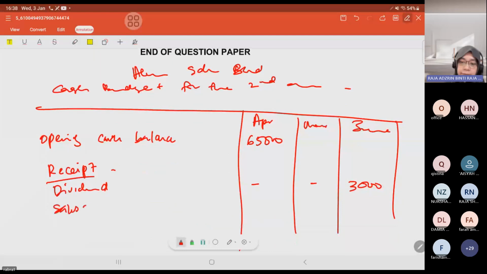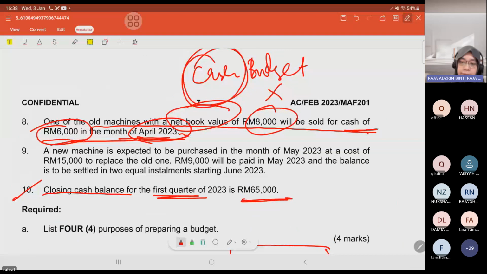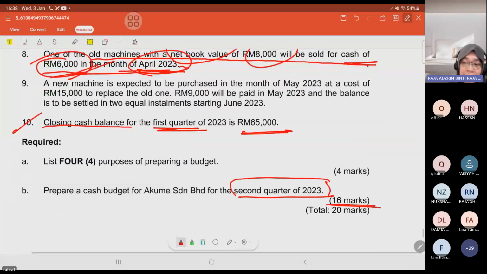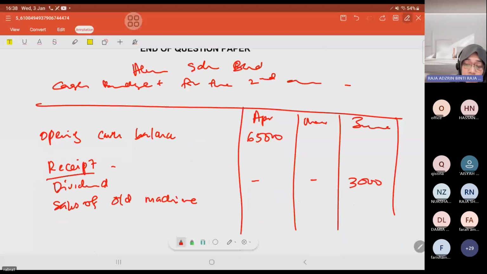Sales of old machine. So sales of old machine. This one, you jual berapa? You jual 6,000. So cash. You akan dapat cash 6,000 lah. Receipt. Sebab you jual, you dapat duit, you dapat cash. So here will be 6,000 lah. Alright. Okay, and then ikut je soalan saya katakan.